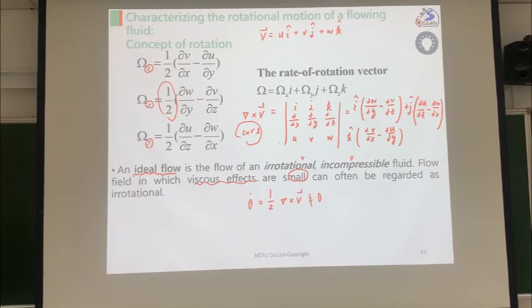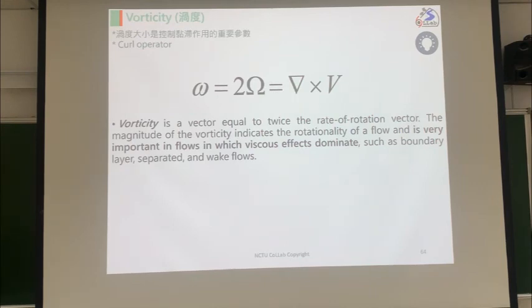Okay, so I check the time, so we still have the time. Following these equations and formulas, we define one parameter, which we call the vorticity, omega. Usually you just simply multiply by two to cancel out the one half. So we usually use omega to indicate the vorticity.